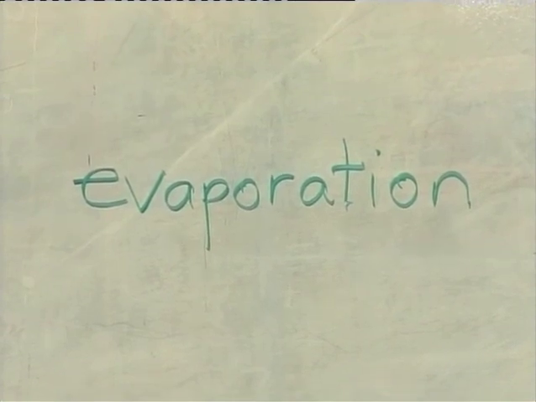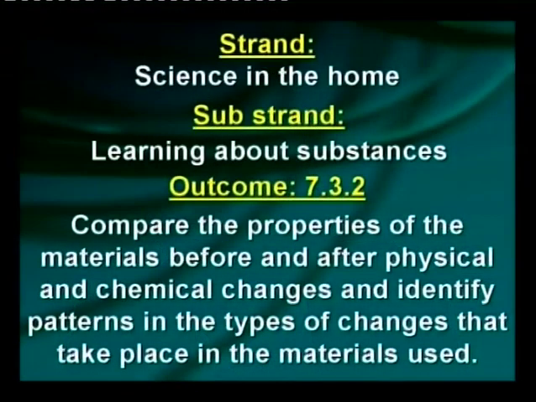Now, receiving teachers, we are on the same strand, substrand, and outcome. Outcome, however, is a new one, which is 7.3.2. Compare the properties of the materials before and after physical and chemical changes and identify patterns in the types of changes that take place in the materials used. So we have moved away from the last outcome and we are now on a new outcome.